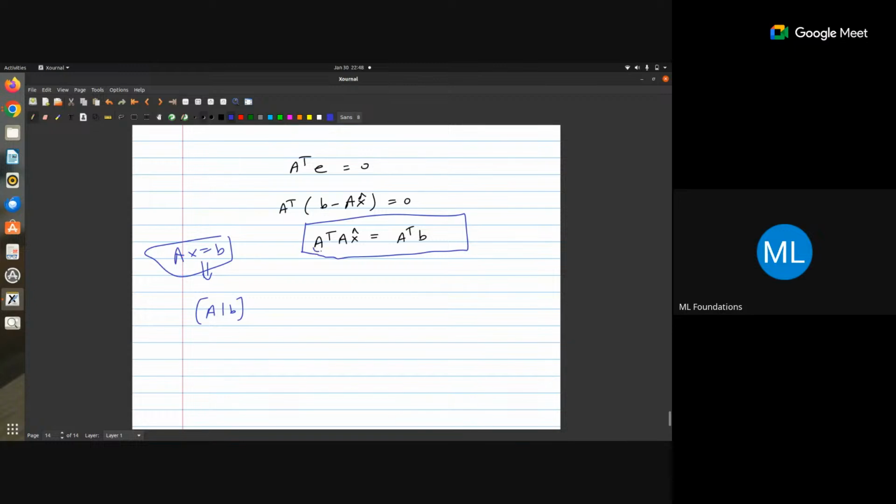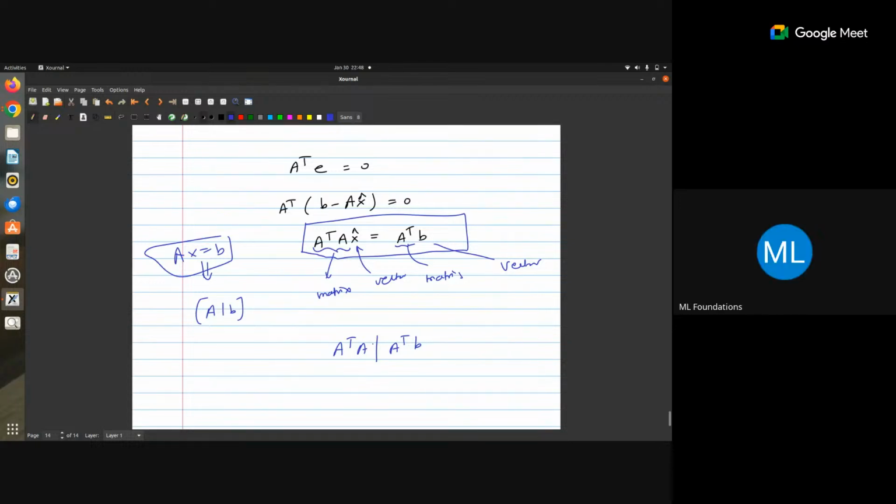So in this case, A transpose A is a matrix. A transpose is a matrix, and this B is a vector, and X is a vector, right? This is a matrix. This is a vector. This is a matrix. This is a vector, right? How to solve this equation then? A transpose A augmented A transpose B, right?